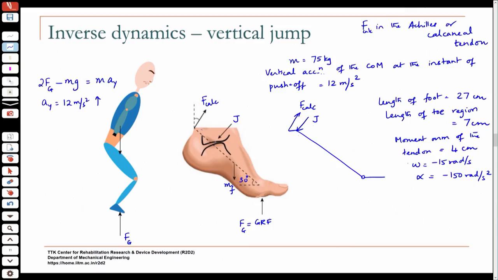If you look at the structure of the foot here, this is the joint. The calcaneal tendon is acting on the heel bone. So, the joint reaction I am assuming acts somewhere here. The ankle joint is here. The calcaneal tendon is acting slightly away from that. It is not passing through that joint. It is not a very accurate anatomical representation, but it gives you the idea that the joint reaction force arises from the contact.